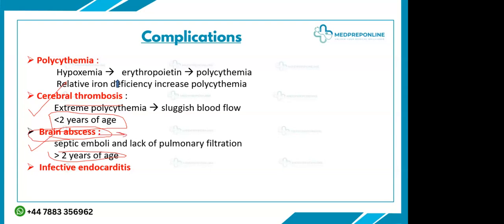Okay, any baby with TOF less than 2 years is going to present with cerebral thrombosis, usually in the form of stroke. And any baby above 2 years of age is going to present with prolonged fever, fits, maybe even sometimes refractory, or sometimes altered sensorium, and maybe along with that sometimes stroke. So this is the cause. The cause will be brain abscess, and obviously infective endocarditis, the most important complication of TOF.